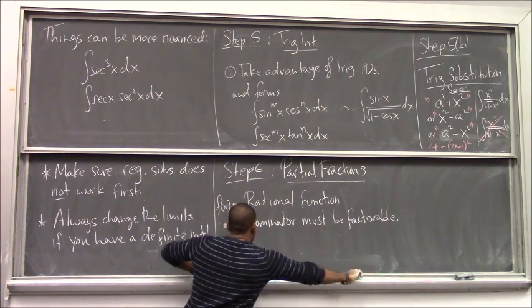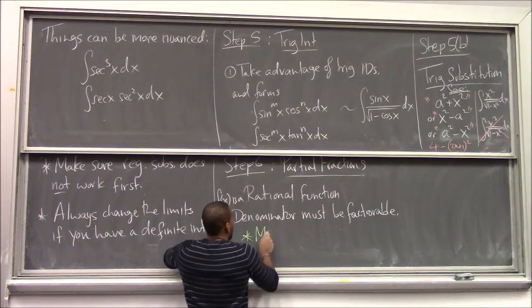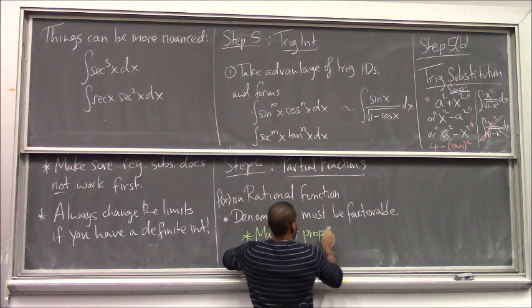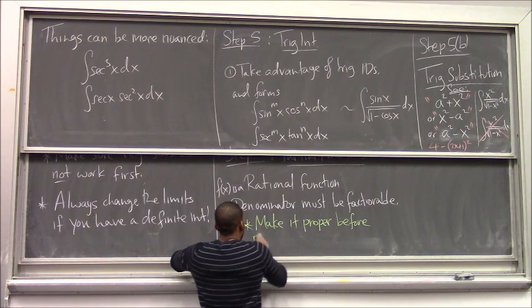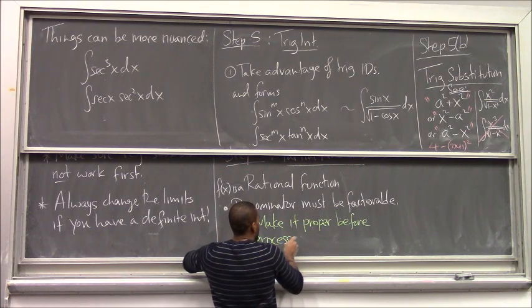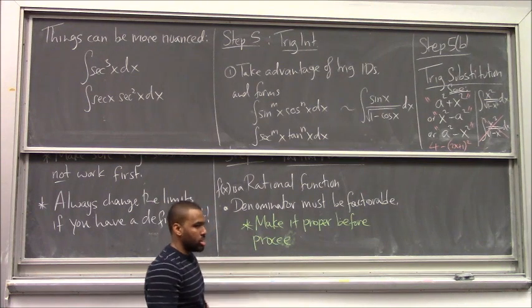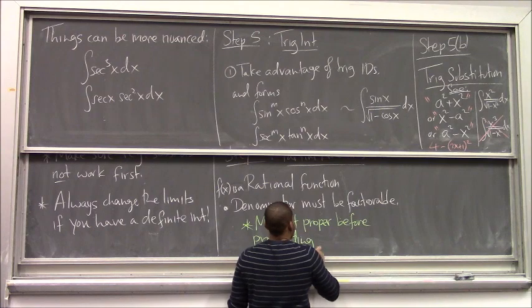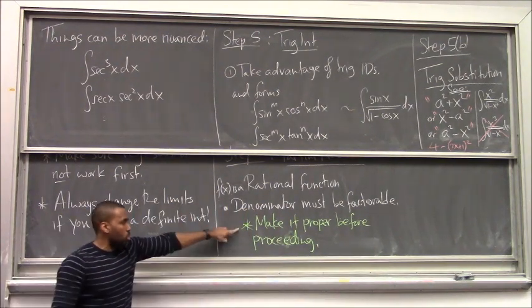And it's more of a side note, I would say, that you should make it proper if not proper, before proceeding. So the first thing you want to check is that your denominator is factorable. Because if it's not, then you don't care that it's proper or not in any way. Right? And we saw ways to do this.